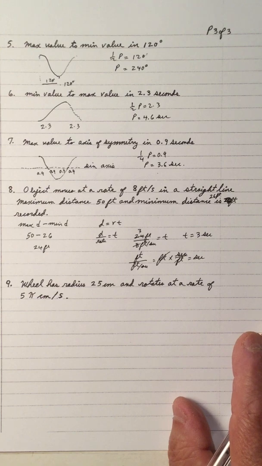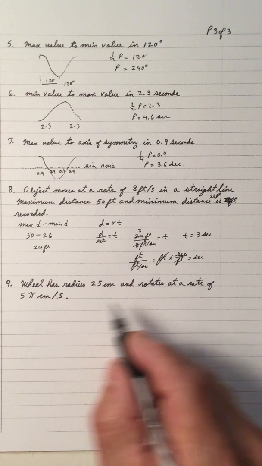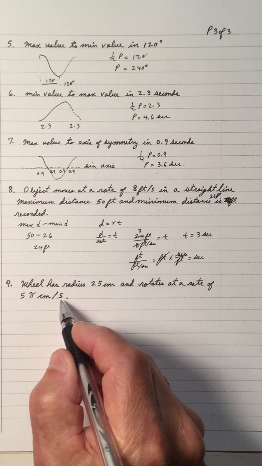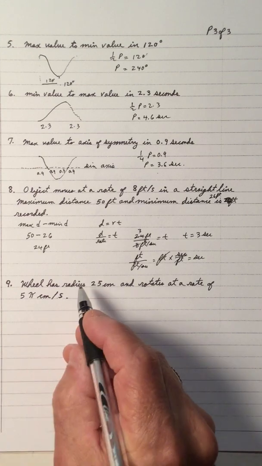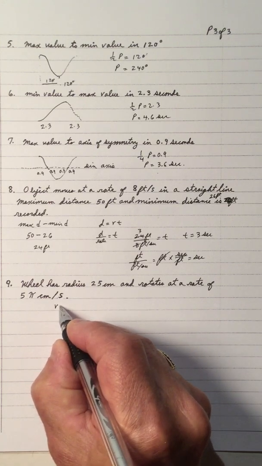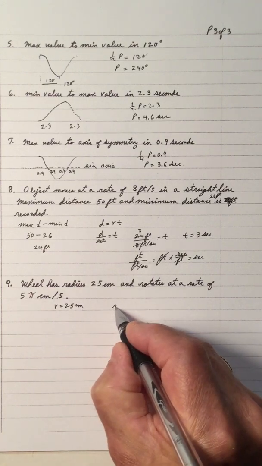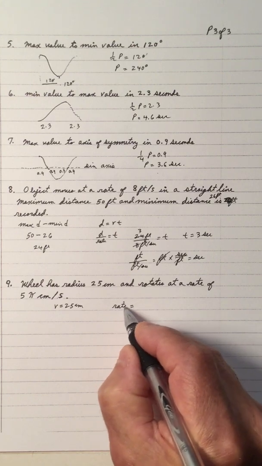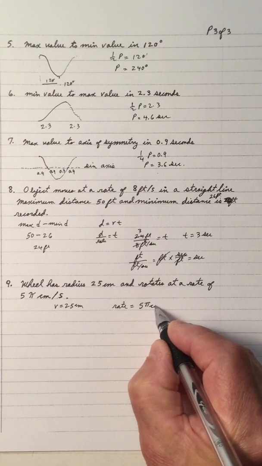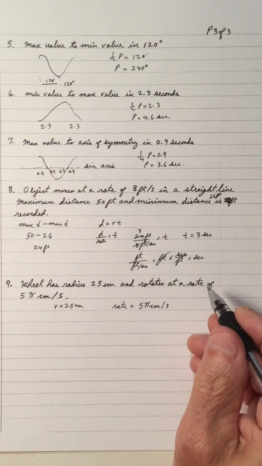And the last one here. A wheel has a radius of 25 centimeters and it rotates at a rate of 5 pi centimeters a second. And we want to find the period. So we have a radius, and I'll call the radius R. Radius is 25 centimeters. And the rate, instead of R, I'm going to call it RAT. The rate is 5 pi centimeters per second.